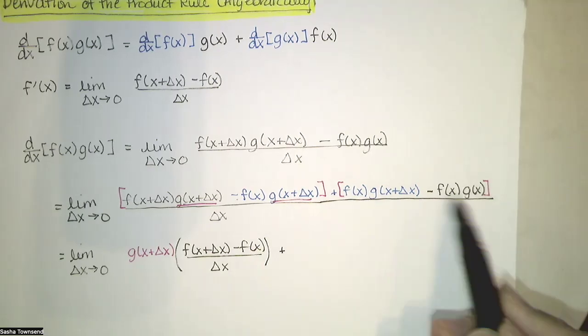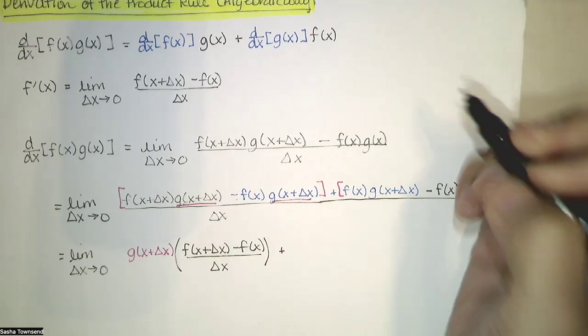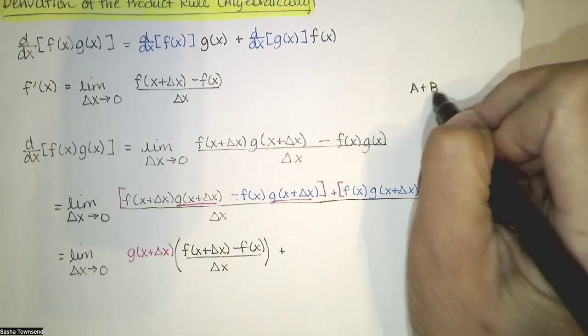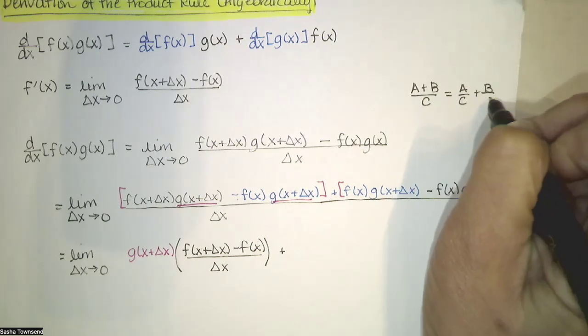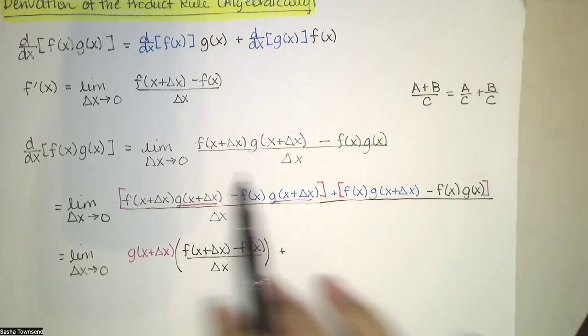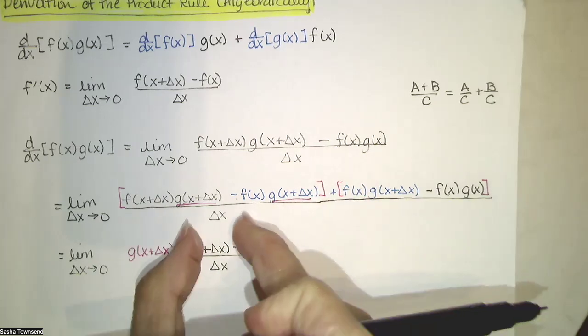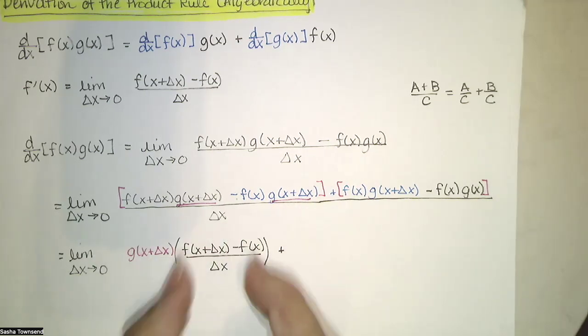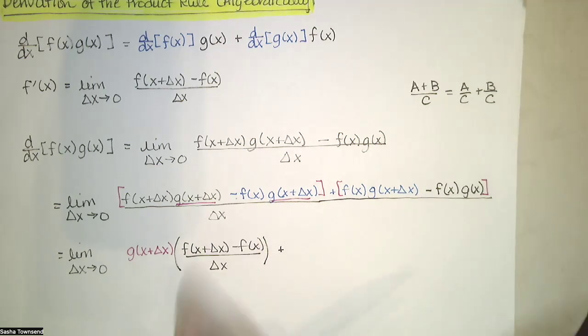And then over here, I'm looking for something that these two terms have in common. And of course, if you've got a fraction, a plus b divided by c, that's the same as a over c plus b over c. Because if I have a common denominator, I just add the numerators. So we're just doing that in reverse. I'm just saying this plus this divided by delta x is this expression divided by delta x plus this expression divided by delta x.